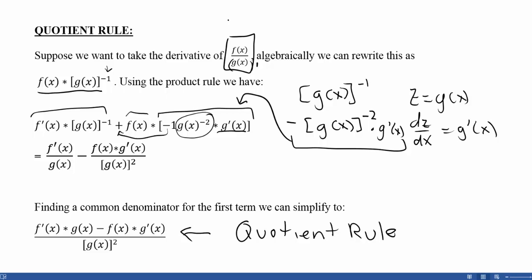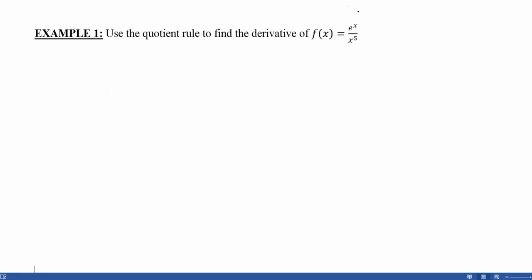Let's try some examples. Example 1. Use the quotient rule to find the derivative of f of x equals e to the x over x to the 5th. We did this problem before, but we used a product rule. Now we're going to try it with the quotient rule.